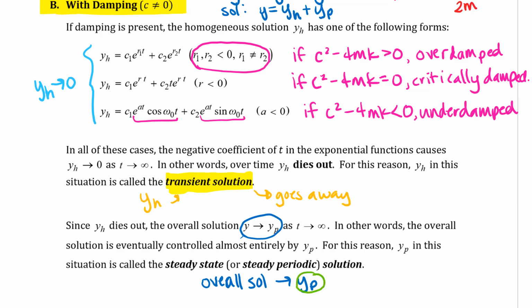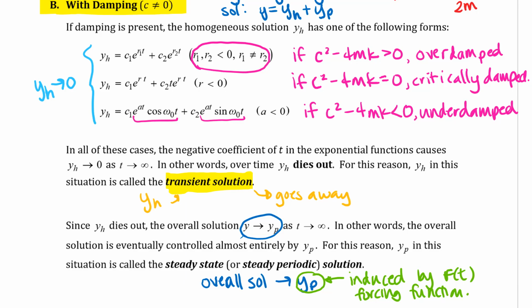So that YP is the part of the solution that is induced by that forcing function. It's important to understand that the YP is not equal to the forcing function because there are other forces in the system, but the YP is the part of the solution that gets generated by that external forcing function being applied to the spring mass system that we have.